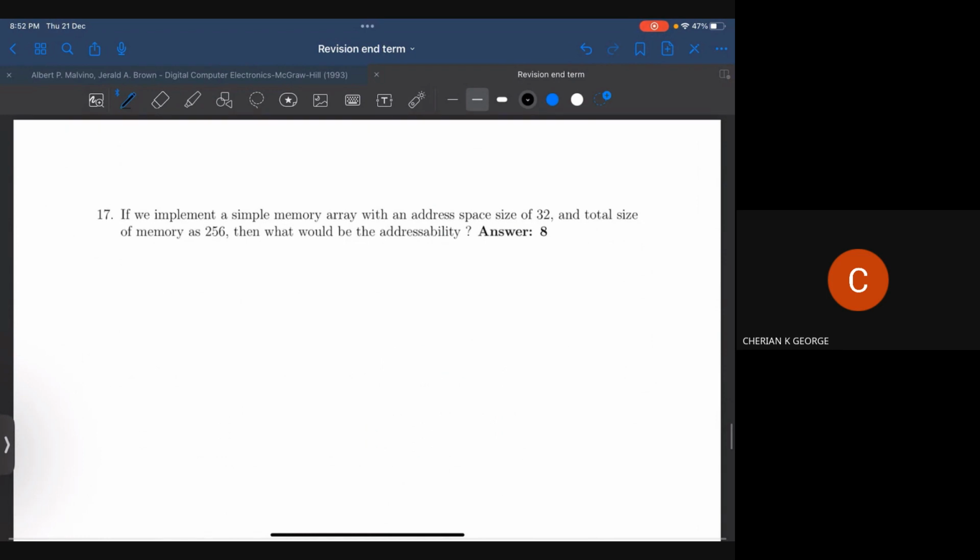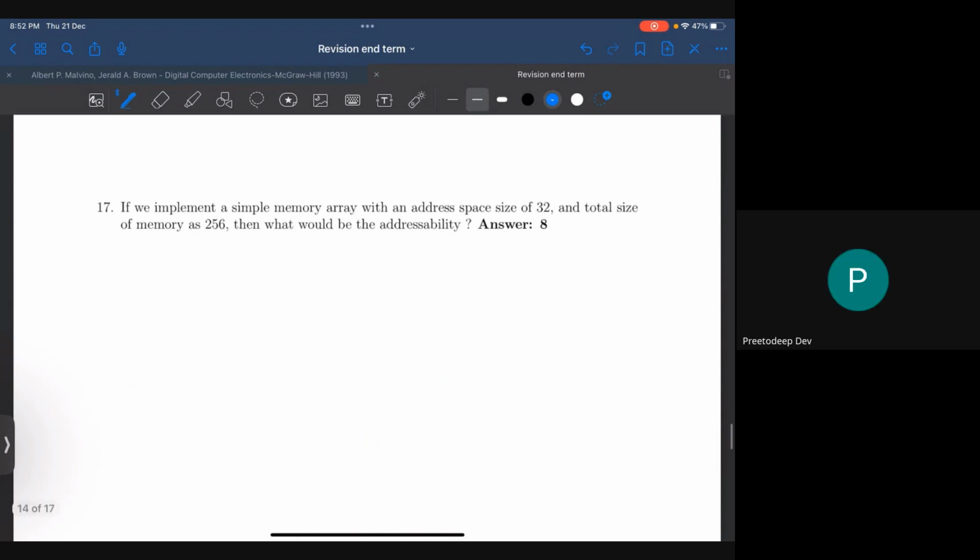Next is, if we implement a simple memory array with an address space of 32 and total size of memory of 256, what will be the total bits required? We just divide, 256 by 32. I think this is the same question that was asked in graded assignment 10, just flipped around. In GA10 we were asked to multiply, here we need to divide. So it will be 8 bits.